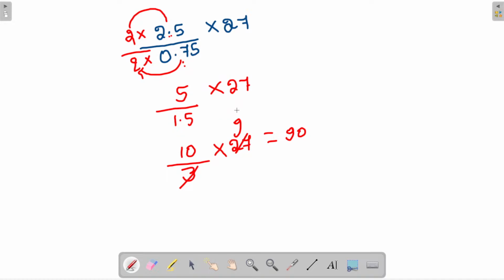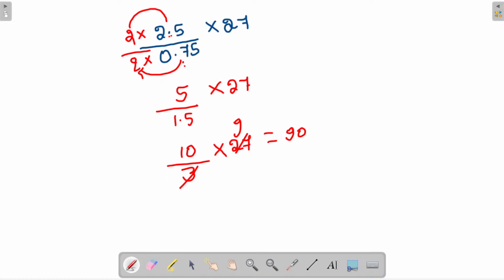Note 2. In division, any number ending with 5, do double on both sides. Numerator also double, denominator also double. Clear this one?